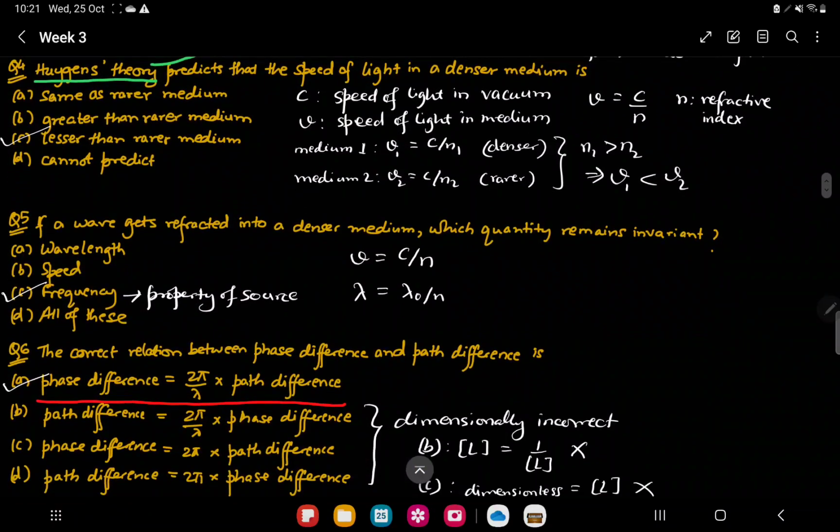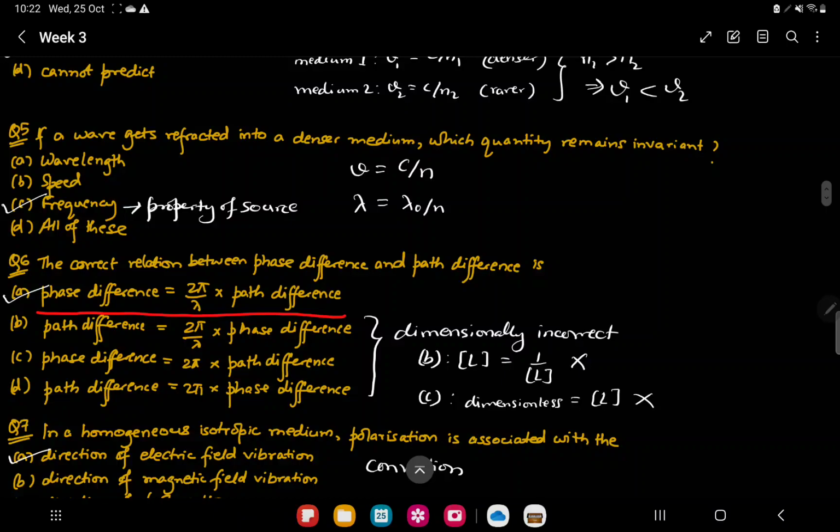If a wave gets refracted into a denser medium, which quantity remains invariant? The quantity which remains invariant is frequency, which is a property of the source. Both the speed and wavelength change according to the refractive index. So the speed of light in a medium is inversely proportional to the refractive index. Also, the wavelength of light in a medium is inversely proportional to the refractive index.